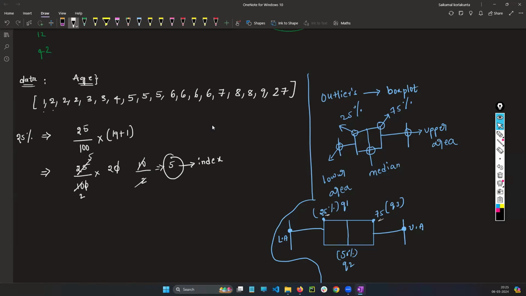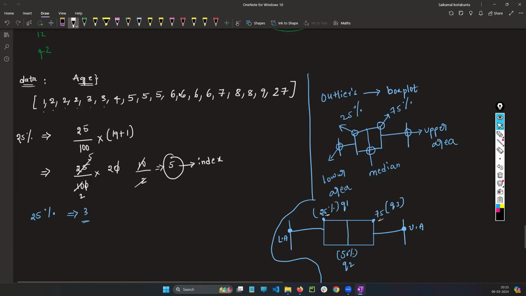0, 1, 2, 3, 4, 5. In the fifth index, what value am I having? So for the 25 percentage data, I got an answer which is 3. Done. So 25 percentage is completed.